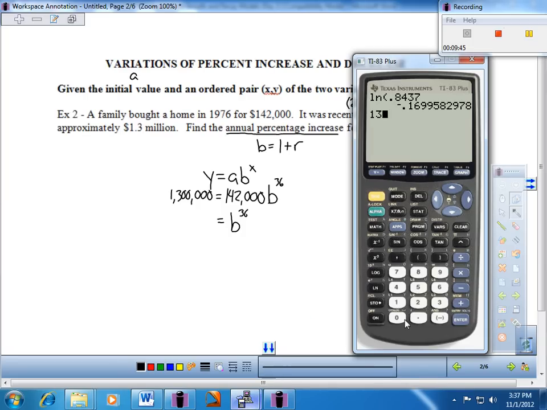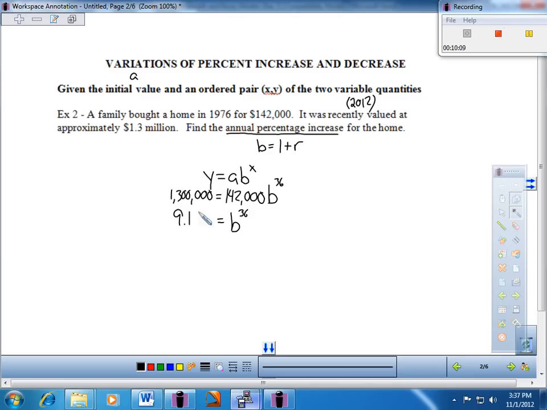1,300,000, and then divide by $142,000. And so when we get that right there, I'm going to go out several decimal places. If you're able to do a little more than what I can remember from this, that's perfectly fine. But I got about 9.1549. Excellent. And actually, that would be the growth factor after 36 years.